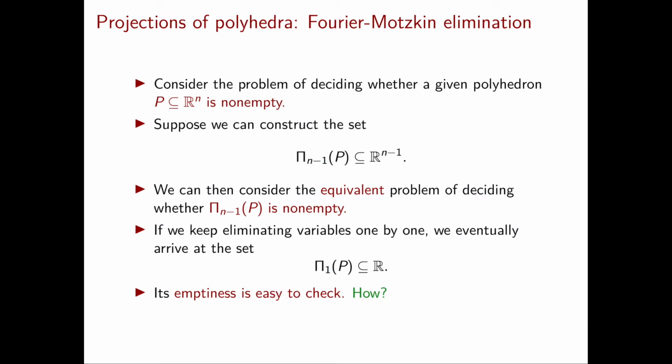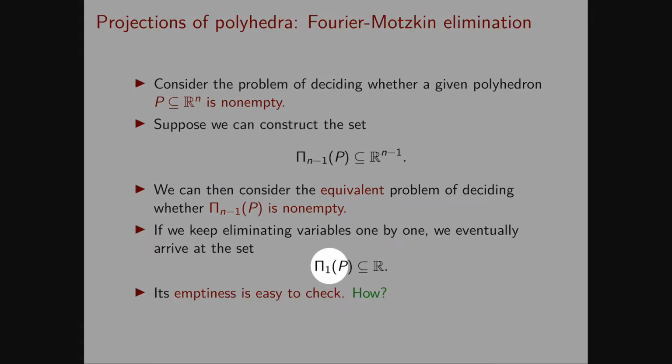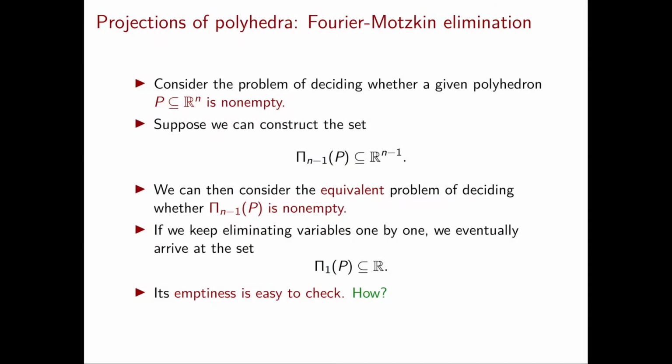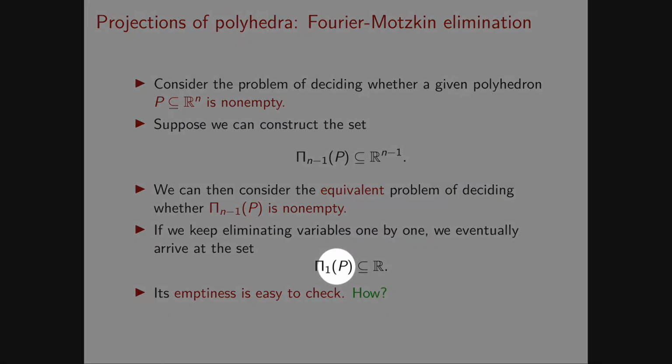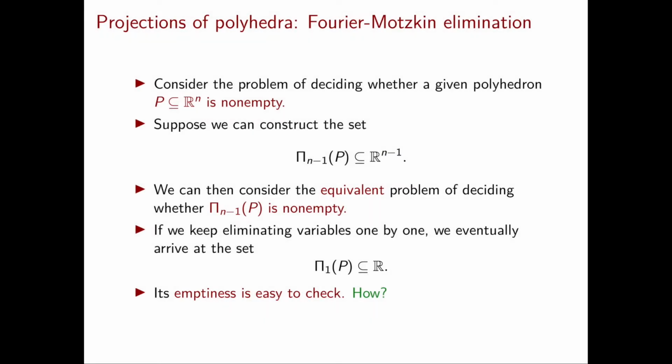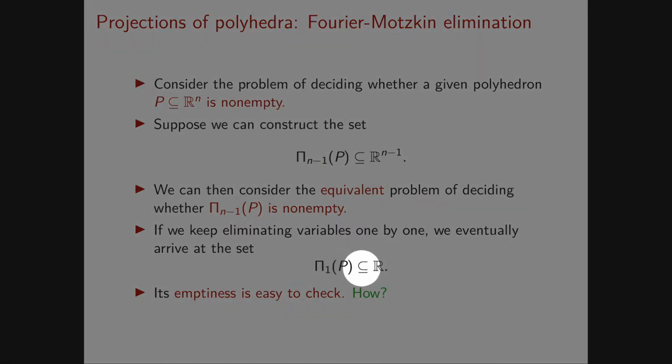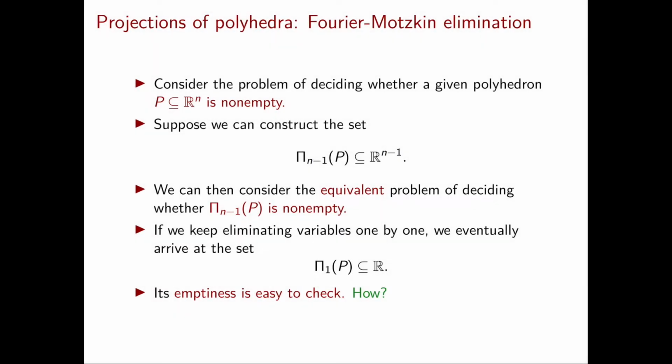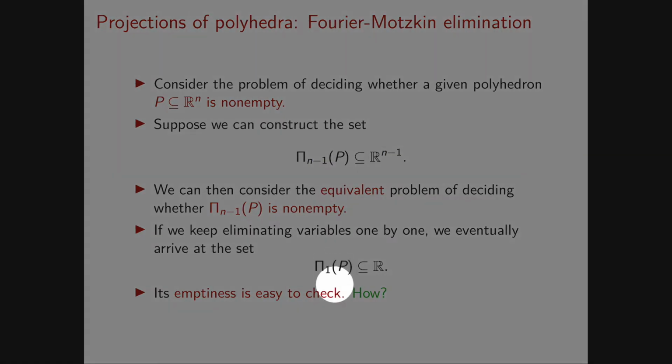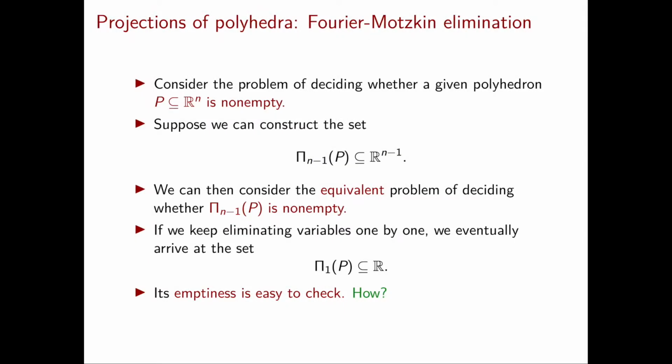Of course, you can repeat this argument until you get to pi 1 of P, so the projection of P onto the first component. This set is therefore one-dimensional because it's contained in R. So we started from the problem of deciding whether P is non-empty, and we understood that it's equivalent to understanding if this one-dimensional object is non-empty. But at this point, the emptiness of this one-dimensional set is easy to check. So how can you do that?